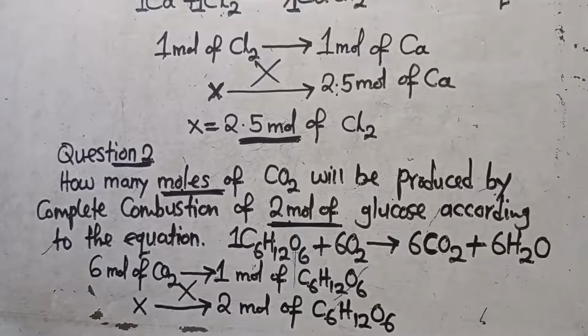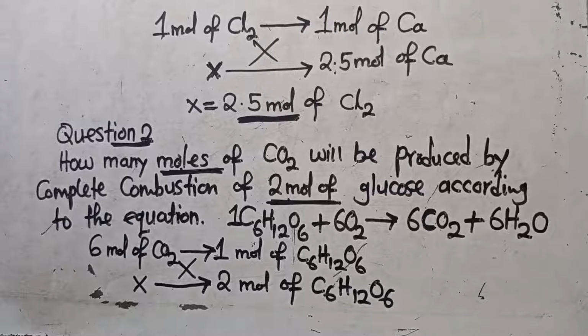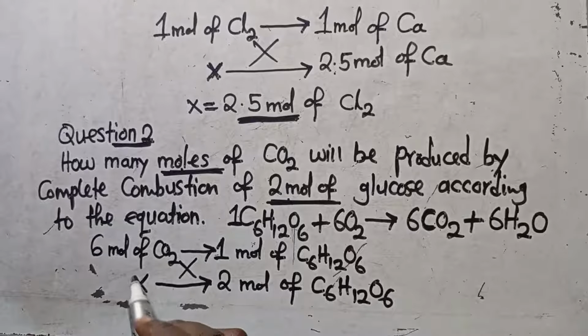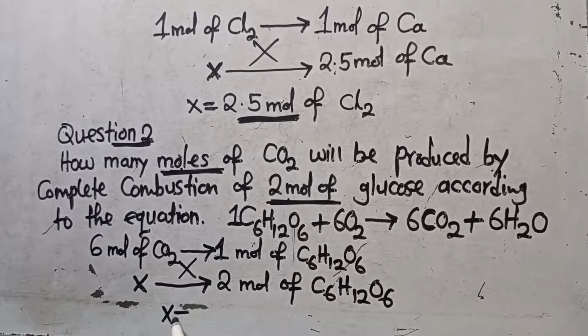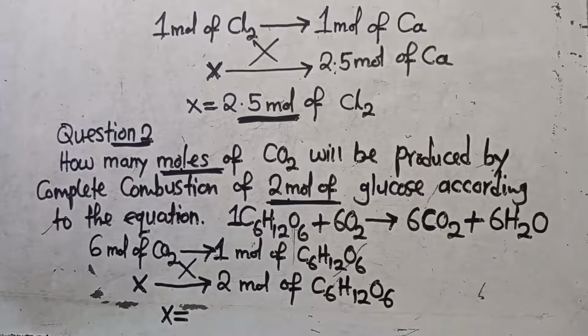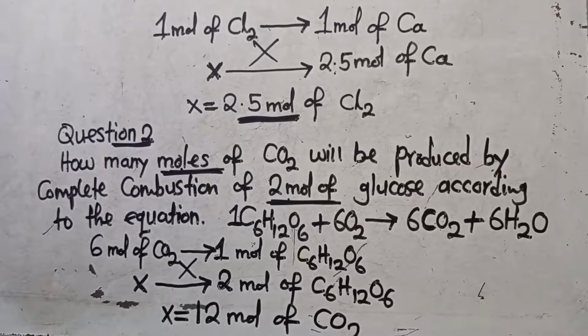So I've told you, what do we do here? We just concentrate on the numbers. So this is x times 1. It is just x, which is equal to, x is equal to what? 2 times 6, it is 12. So 12 moles. What are we finding? Carbon dioxide. 12 moles of carbon dioxide.